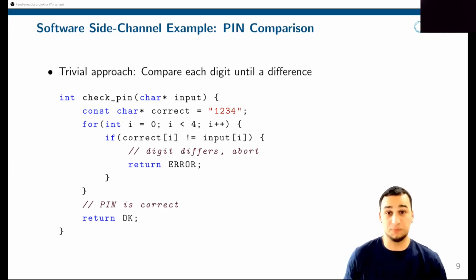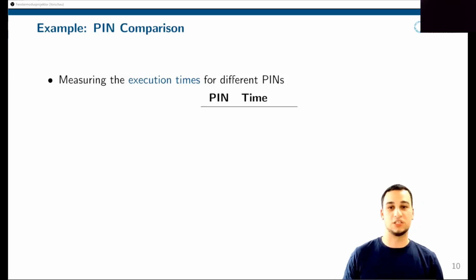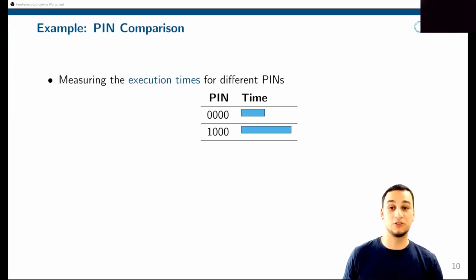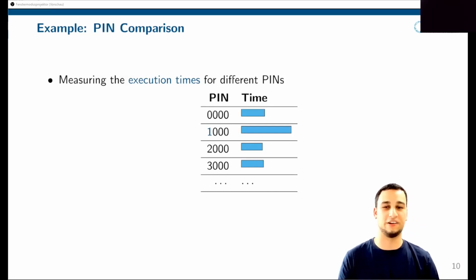Now, this works. This is functionally correct. But now we, as a side channel attacker, could come up with the idea of measuring the execution times for different pins. So we start kind of brute forcing the pins. We start with all zeros and then 1 all zeros, 2 all zeros, 3 all zeros, and so on until we have 9 all zeros. So 10 possibilities. And we just measure the execution time of this pin check function.